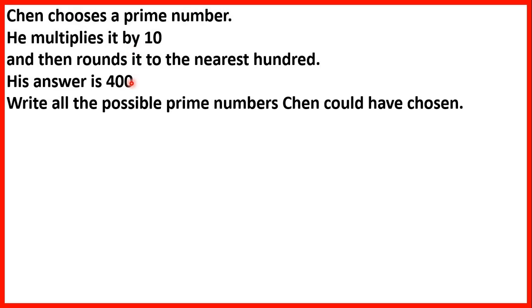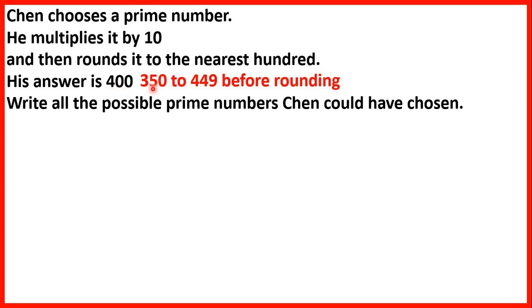So for this question, we need to work backwards. His answer is 400, and that's what he got after rounding it to the nearest 100. So it could have been 350 to 449 before rounding, because numbers between these numbers round to 400.